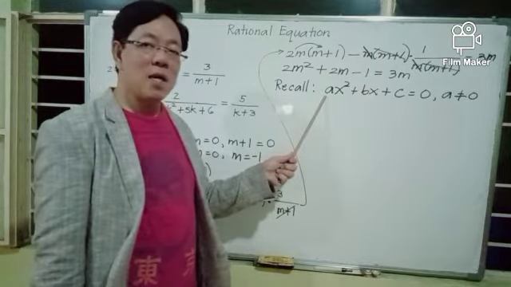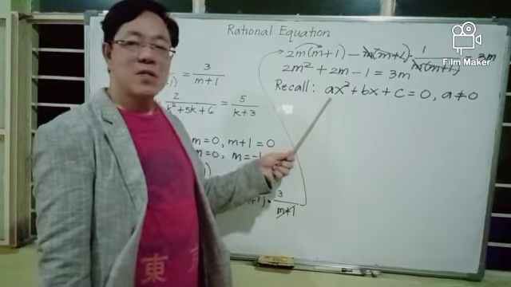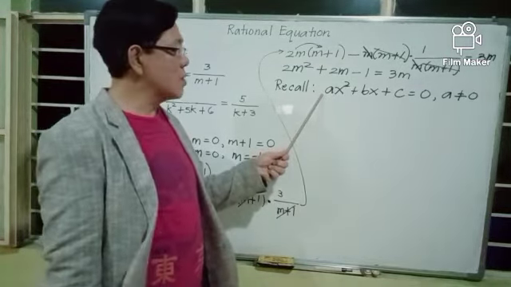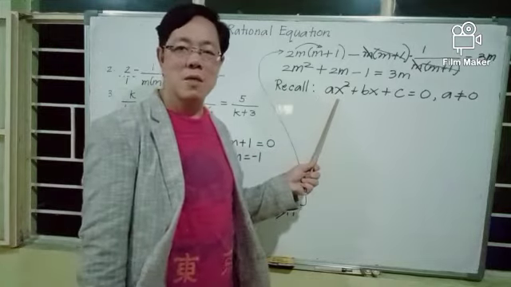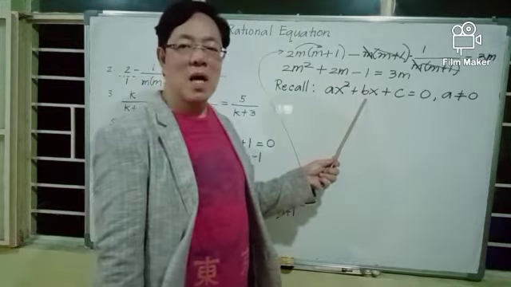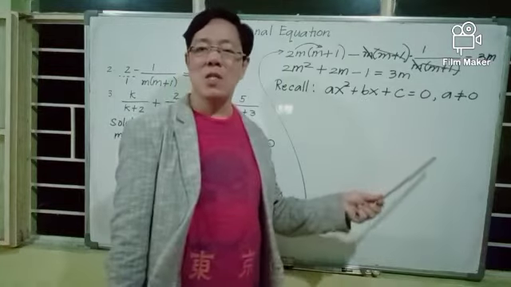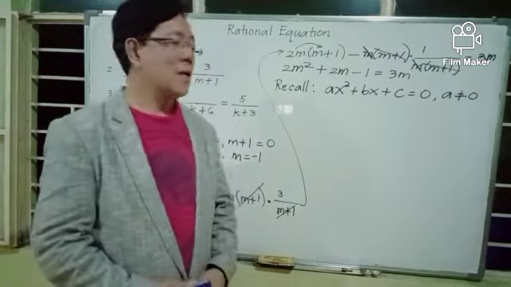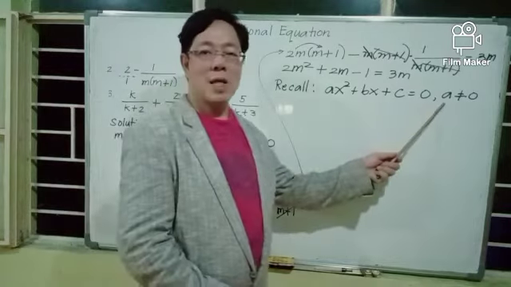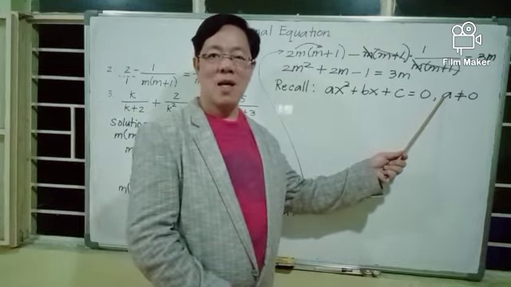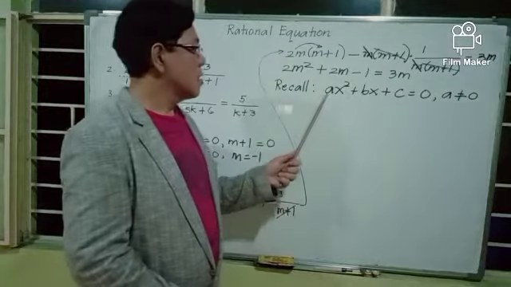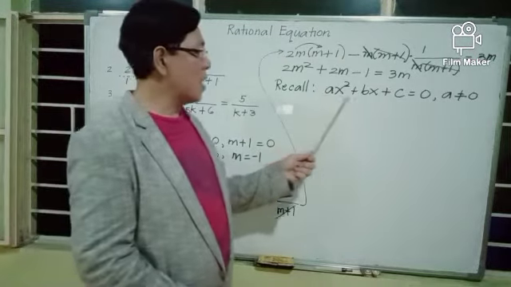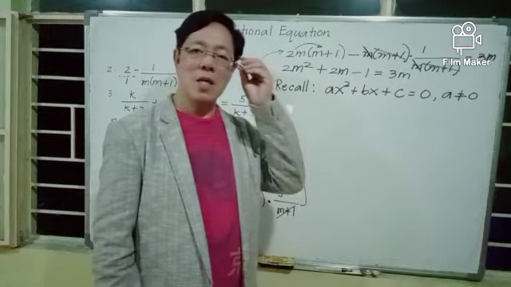Because if a equals 0, the first term will be eliminated. If a is 0, you will have 0 multiplied by x squared, which is 0. And what is left is bx plus c equals 0, which is no longer quadratic but linear in x. So it's important that you write the coefficient of x squared, a, is not equal to 0, so that this term ax squared is retained, and you have a quadratic equation in x.